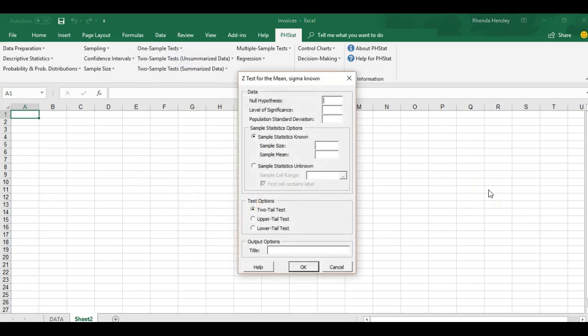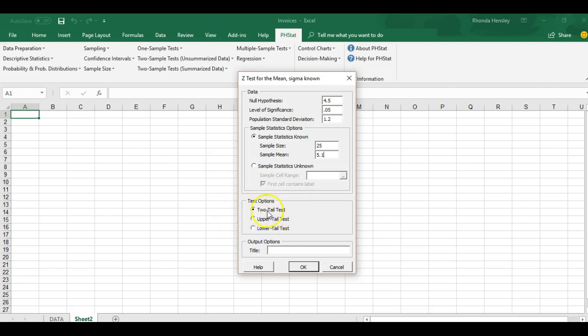We didn't have a data set for this. They just gave us information. When it says null hypothesis, what it's asking is, what do we think is in the population? Our level of significance was 0.05, and our population standard deviation was assumed to be 1.2. And then you have 2 choices here. If you had the actual data set, you would just tell it where the sample range is. But here we started out by saying we took the sample already, and our sample size was 25. And then we got 5.1 as a mean.